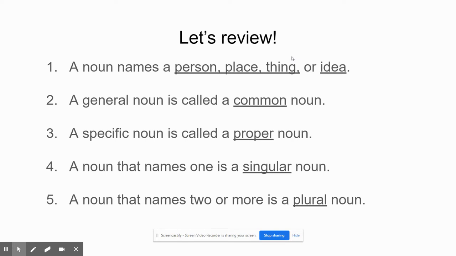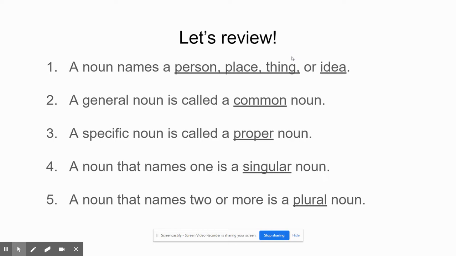You'll want to remember these five things from our previous lessons. Number one, a noun names a person, place, thing, or idea. Number two, a general noun is called a common noun. Dog, pencil, lake, building.